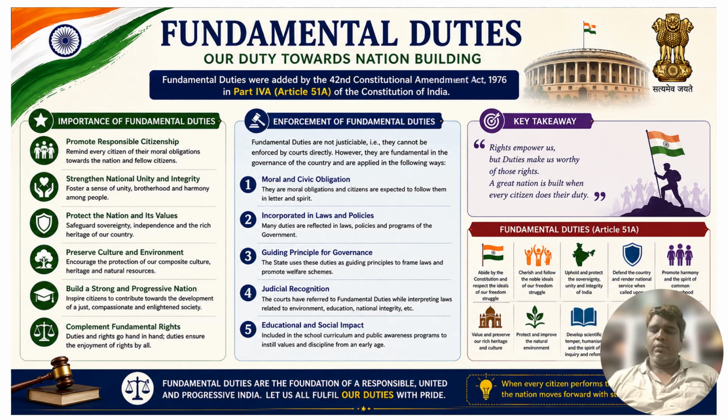Suppose we have the right to live in a clean environment, but citizens throw waste everywhere, pollute rivers, and damage public property. Then simply having rights is not enough. We also need responsible behavior. That is why rights and duties go together.